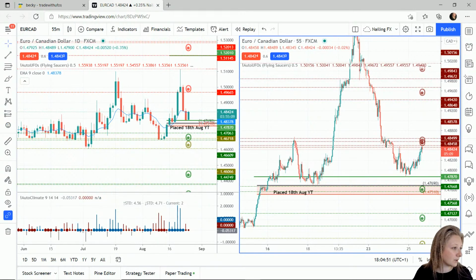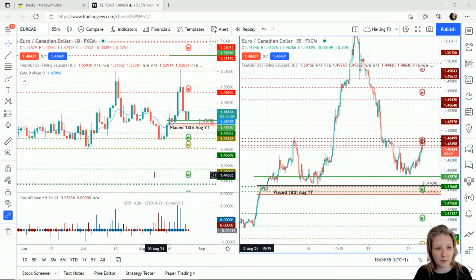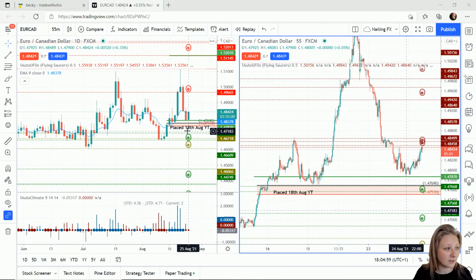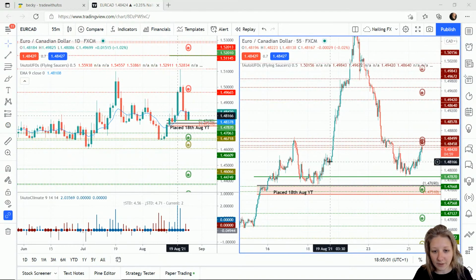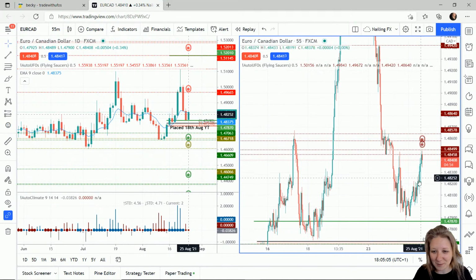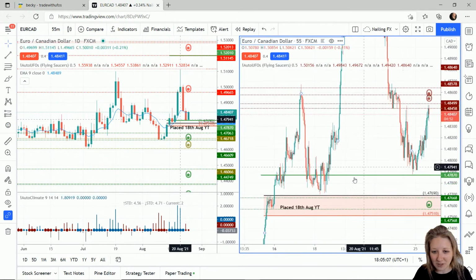So let's have a look at what we put on last time. I've got a list over here just to remind me of the trades that we put on last time, just to see what happened. So the trades that we put on last week, so 18th of August was our last session. We put on this trade here with the Euro Canadian, and we just missed it. If I spread this out here, we just missed it here.